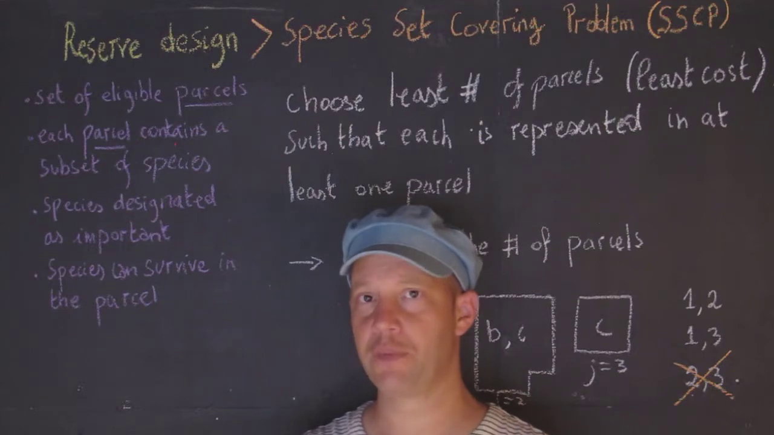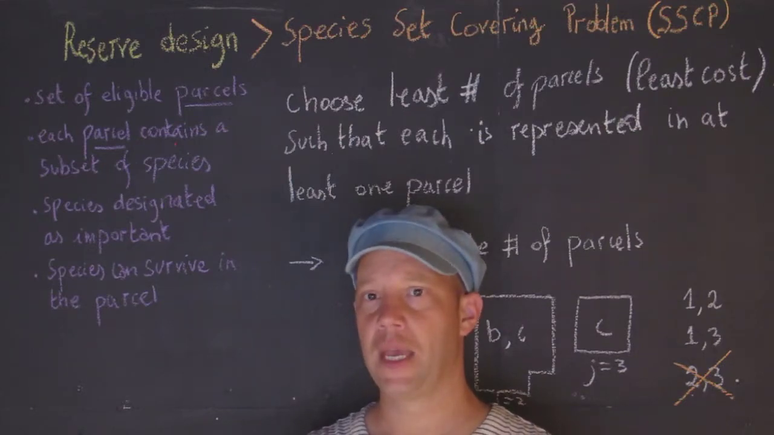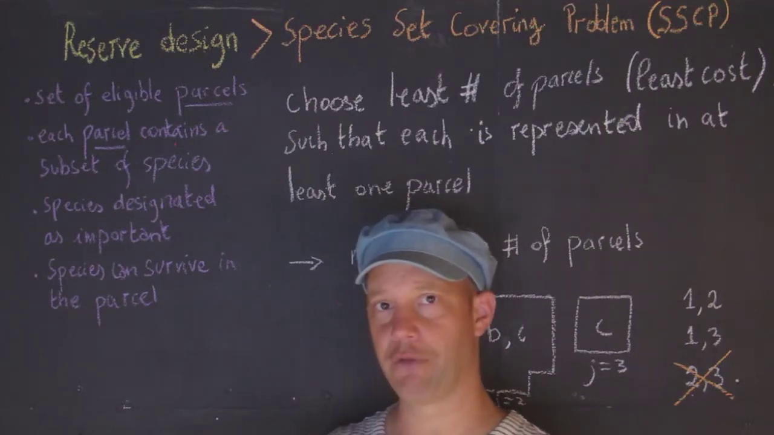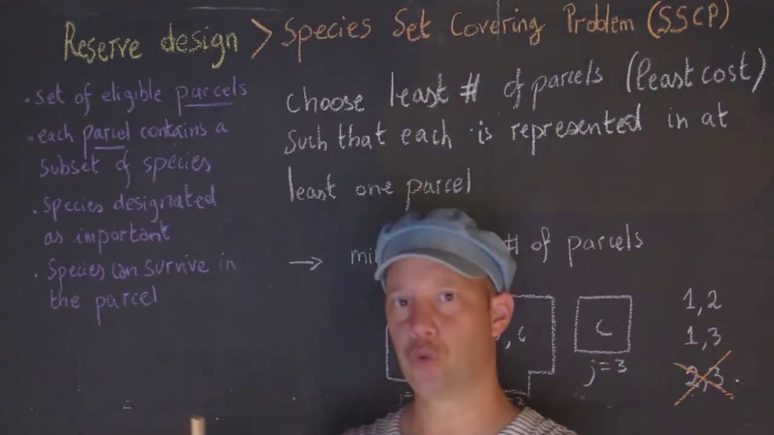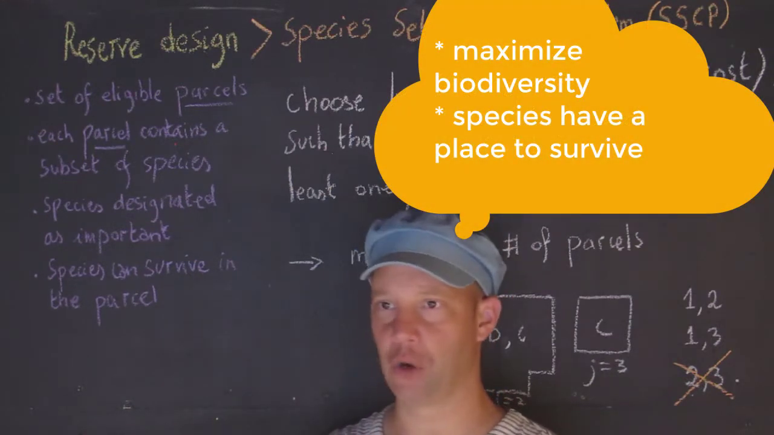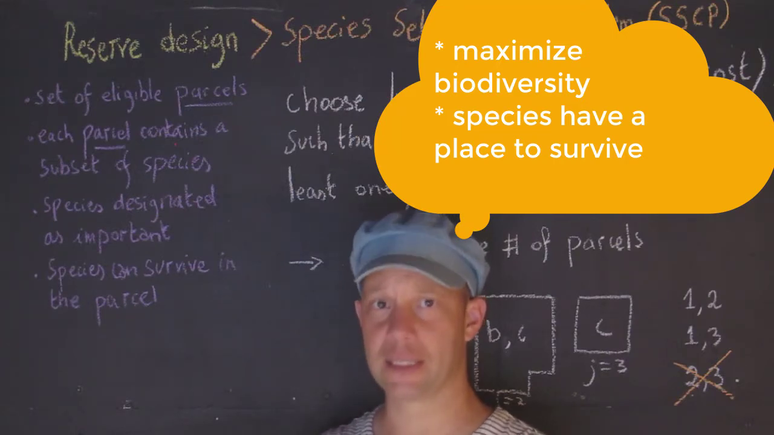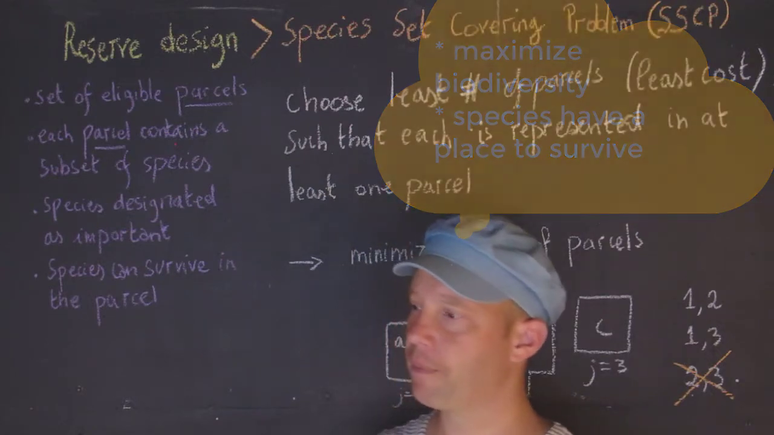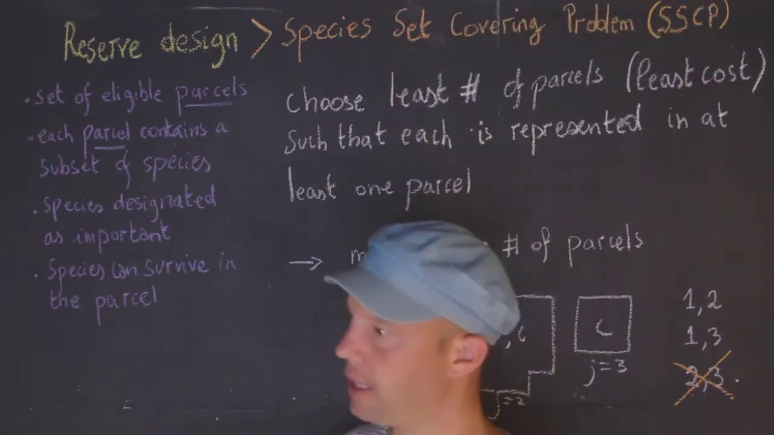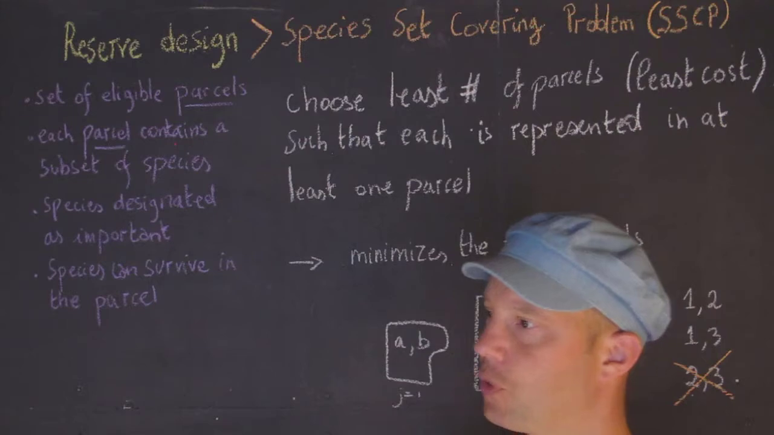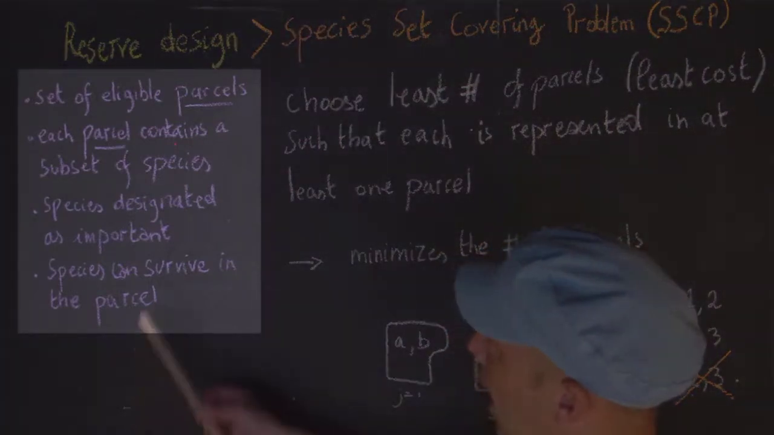We have a few species and we would like to set aside a few parcels to maybe maximize the biodiversity, or maybe to guarantee that these species have an opportunity, or at least a place, rather, to survive, right? Now, there are a few assumptions that I think we should talk about first.